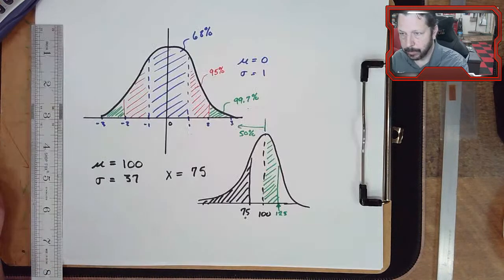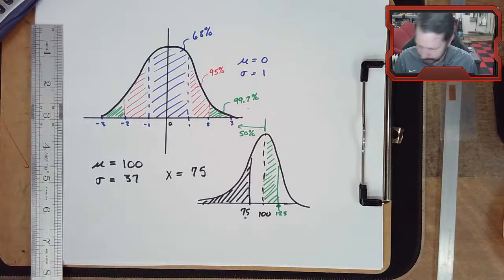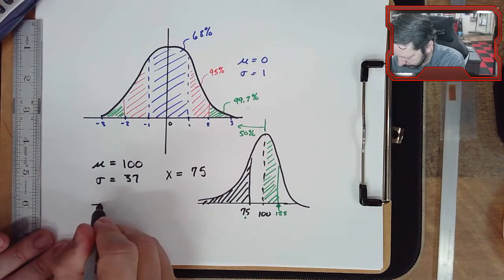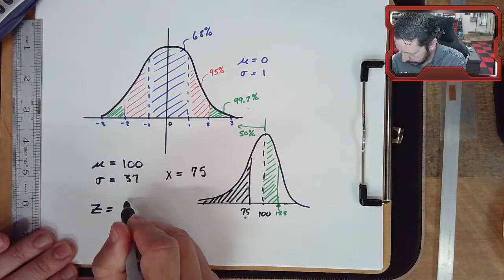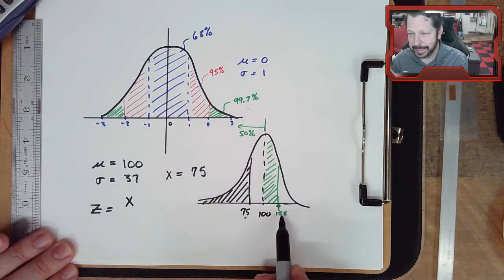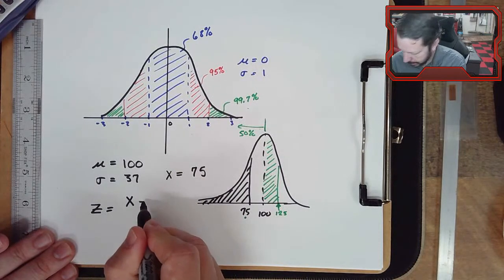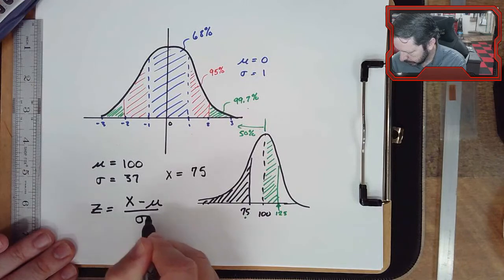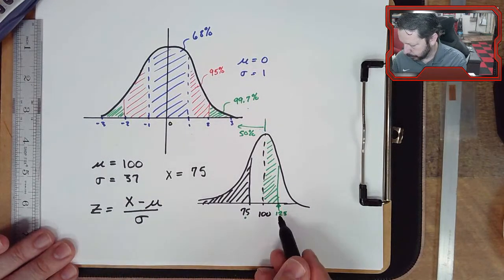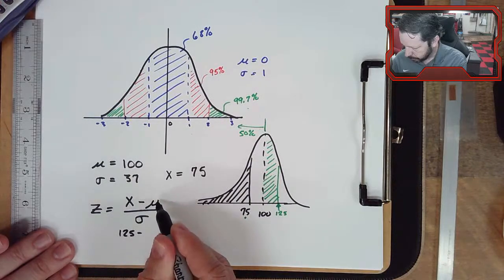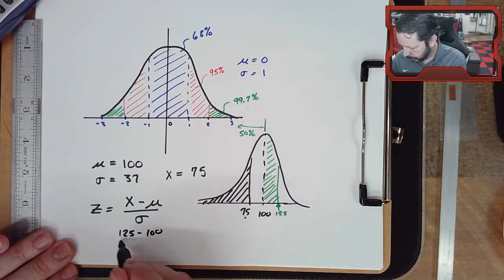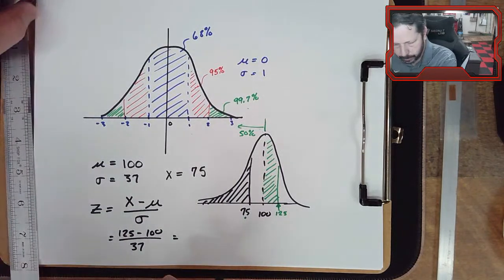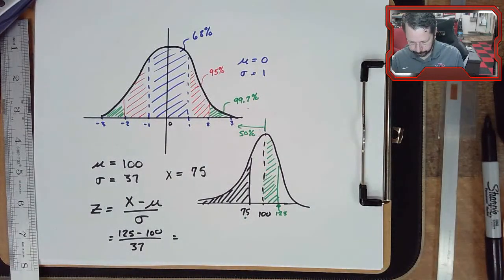All right, so we did z value once, maybe twice yesterday, but I doubt that you would remember the equation. Z equals x minus mu over sigma. X is going to be something on the x-axis over here. So x is 125. Mu is the mean, 100. Sigma is the standard deviation, 37. I don't know what that is, so we'll have to calculate that number. 125 minus 100 is 25, divided by 37.